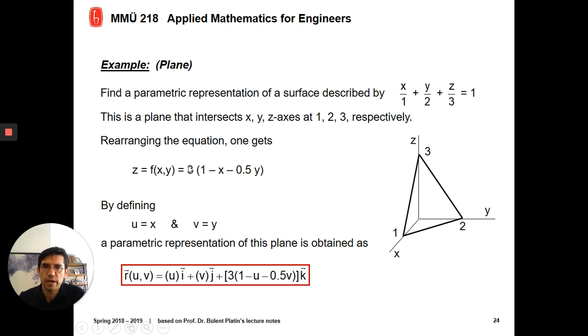And now I can parameterize my equation by plugging in the variables u and v instead of x and y, and rewrite the equation in terms of my position vector R(u,v).